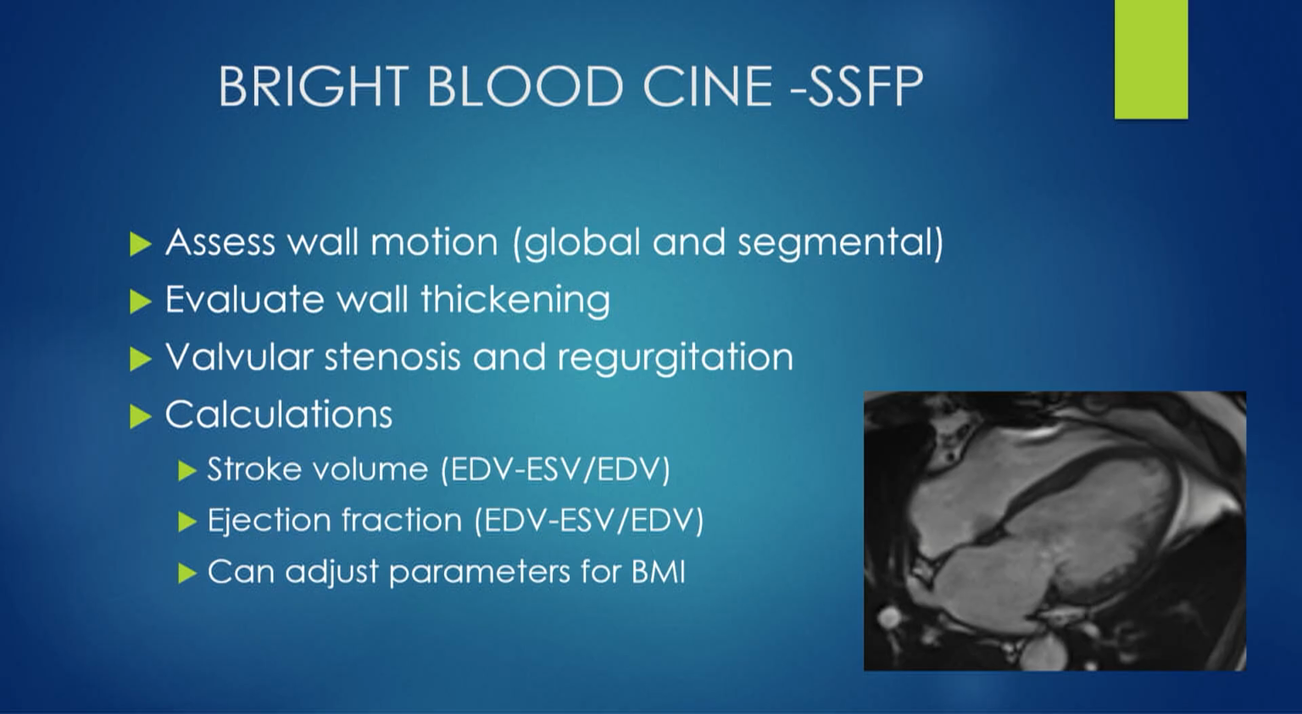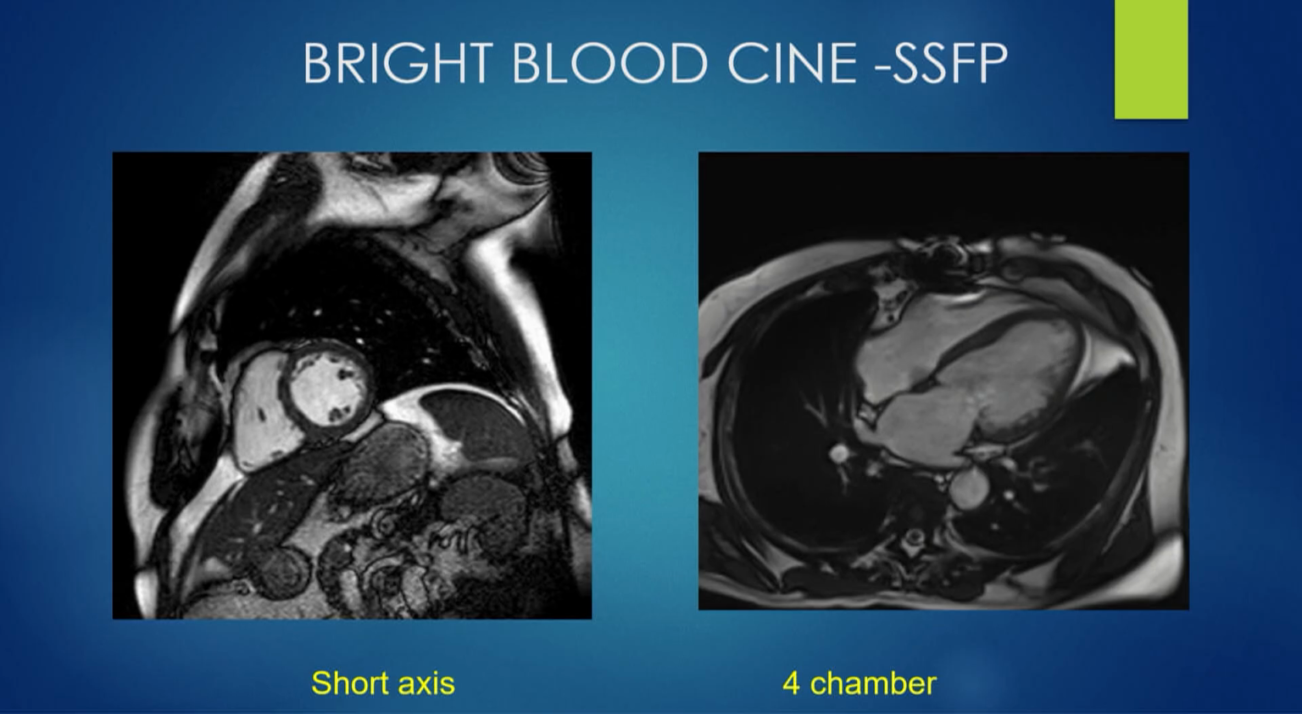So let's go through and talk about starting with the bright blood sequence, which today is a steady state free precession. We used to have a spoiled sequence, but now it's actually SSFP. It goes by different names. You may hear True FISP, you may hear Fiesta, and there are other names depending on the vendor. You can use it to assess wall motion and wall thickening of the myocardium. You can look at stenosis and regurgitation, something CT cannot do by and large. You can calculate EF, stroke volume, myocardial wall thickness, and other measurements, which we do routinely. Of course, we use cardiac views routinely with this as well.